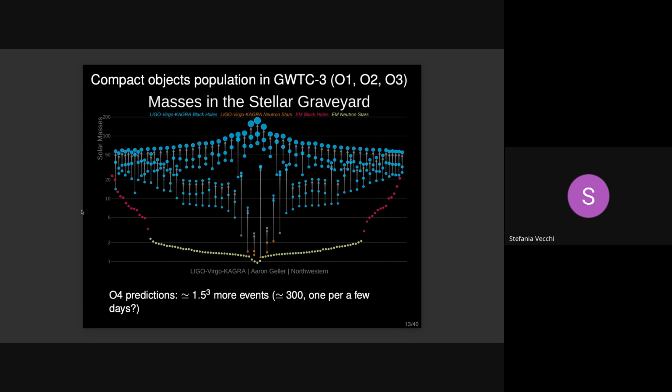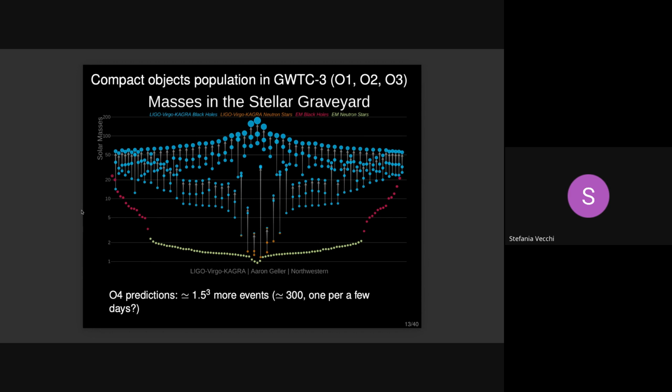So this is more or less about 100 measurements or 100 events recorded so far in these 3 runs, and now we are in the next run, which is more sensitive. So the detectors are reaching farther in distance, so they are basically encompassing a larger volume. So this is a predicted increase of sensitivity.